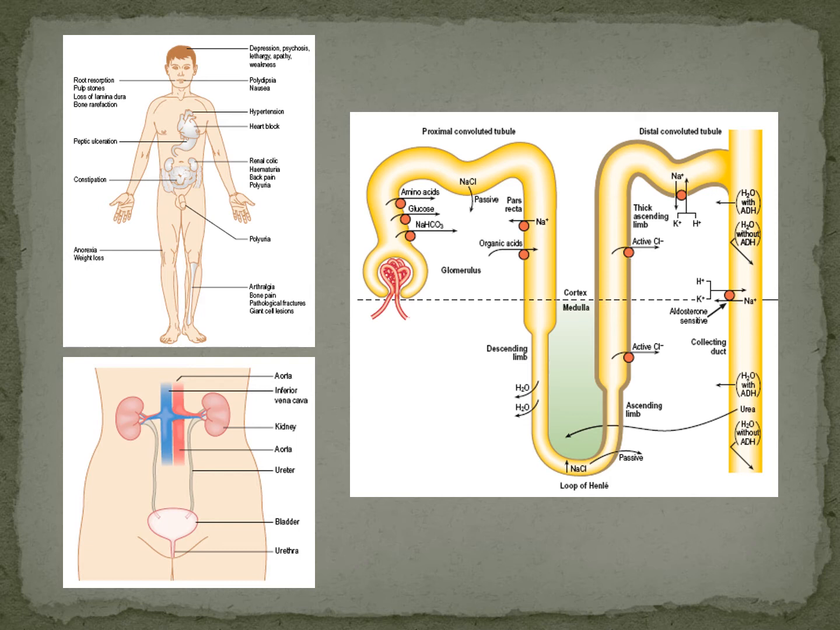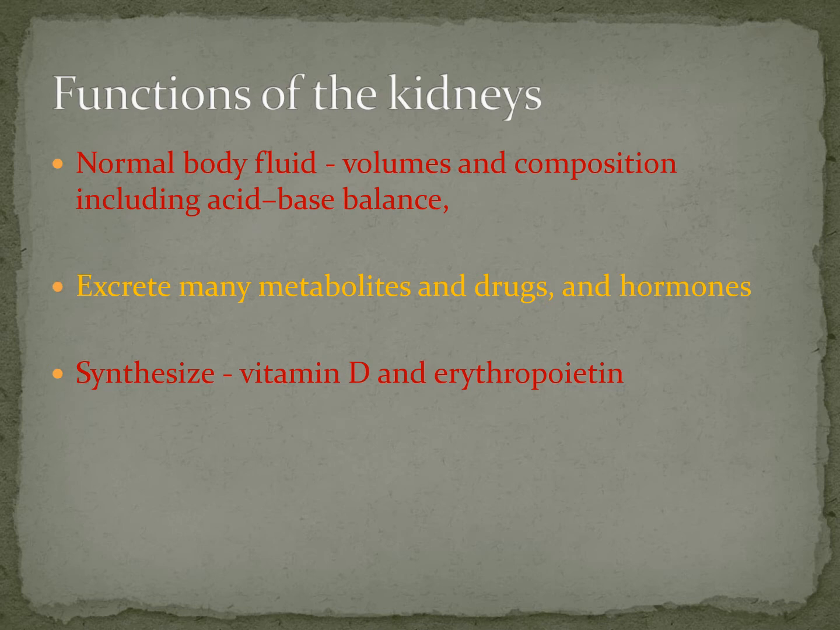This is the main function. So in this process, they will remove all the waste products from the urine. The passing out of the urine collects all the waste products through the urethra. So the main functions we are going to know: normally the body fluid volume and composition, including the acid-base balance, which is very important; excretion of metabolites, drugs and hormones by the kidney; and synthesis of vitamin D and erythropoietin. This is also very important.